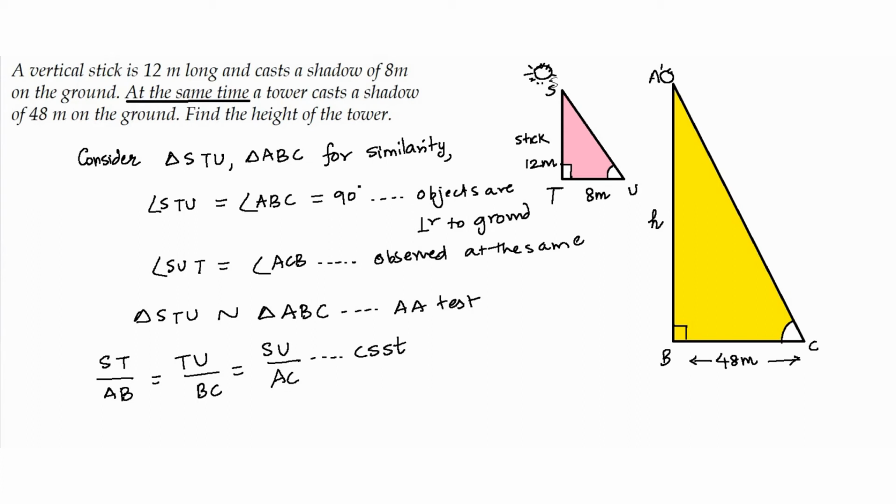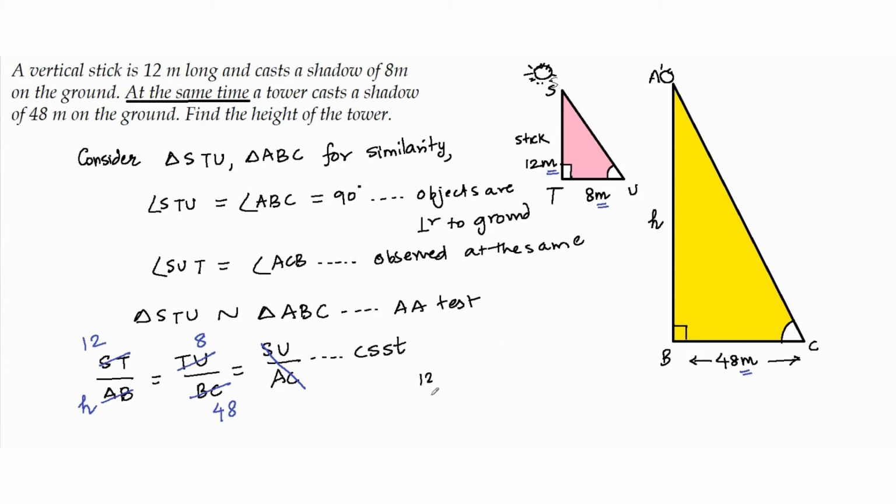And now let's substitute some values here. ST is 12, so replace ST by 12. AB is what I have to find out, so replace AB by H. Then TU is 8, so let's replace TU by 8. And BC is 48. Over here SU and AC have no relevance, so we just drop them. And more importantly, make sure all the units are in coherence. Everything is in meters, so the value of H that we get is also going to be in meters.